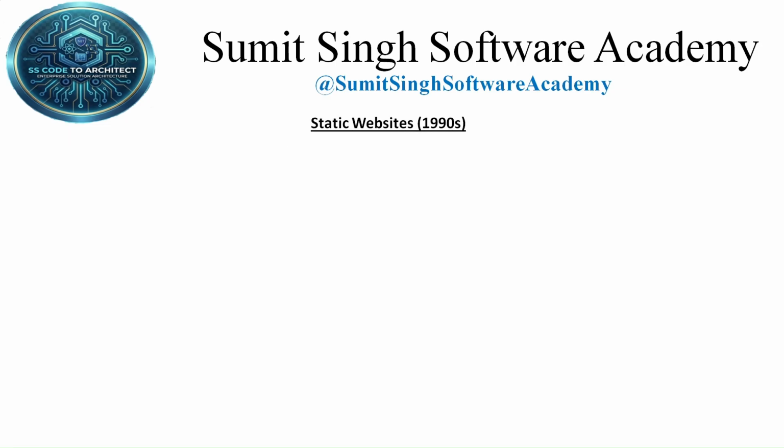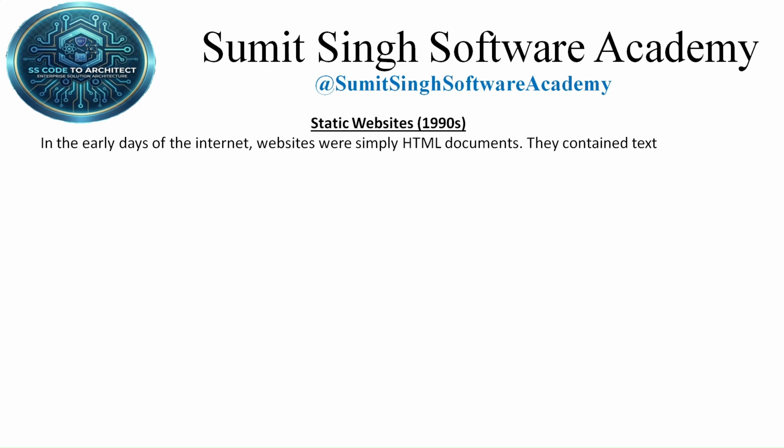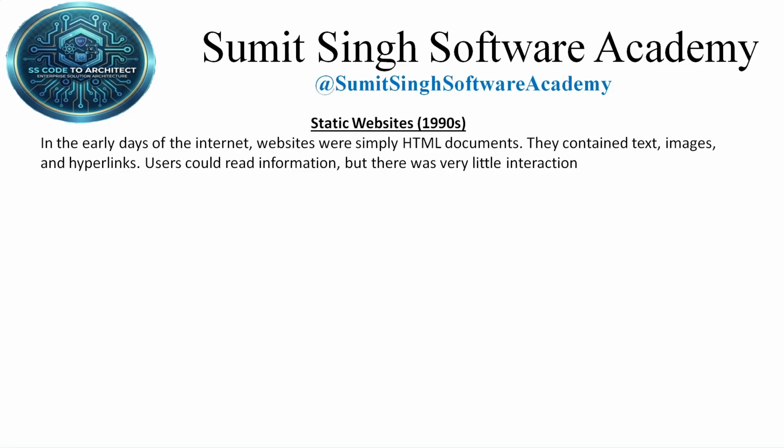Static websites. In the early days of the internet, websites were simply HTML documents. They contained text, images, and hyperlinks. Users could read information, but there was very little interaction. Websites were information portals.